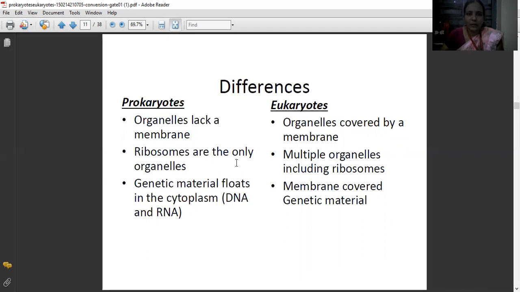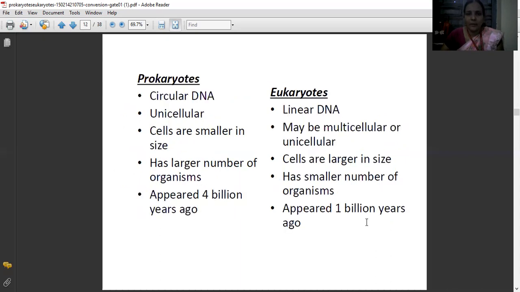Ribosomes are the only organelle. सिर्फ कौन सा organelle present है in the prokaryotic cell? It is ribosome. So various types of different kinds of cell organelles are present in the eukaryotes. Genetic material is located in the cytoplasm, while here it is membrane covered genetic material. So prokaryote में DNA कैसा है? सर्कुलर है, यहाँ पे लिनियर है.